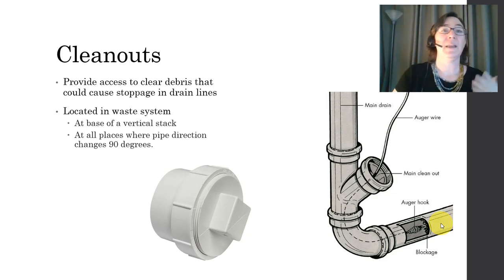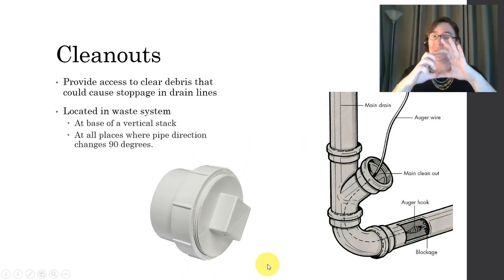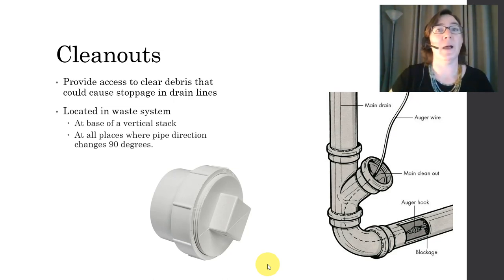Cleanouts are going to be located in your waste system in several locations. There's definitely going to be one at the base of your vertical stack, and you also need one at all places where your waste pipes change direction in a 90-degree fashion. They look like this. They're fairly large, and they've got that big square knob on them. That's for the wrench to be able to open these up.